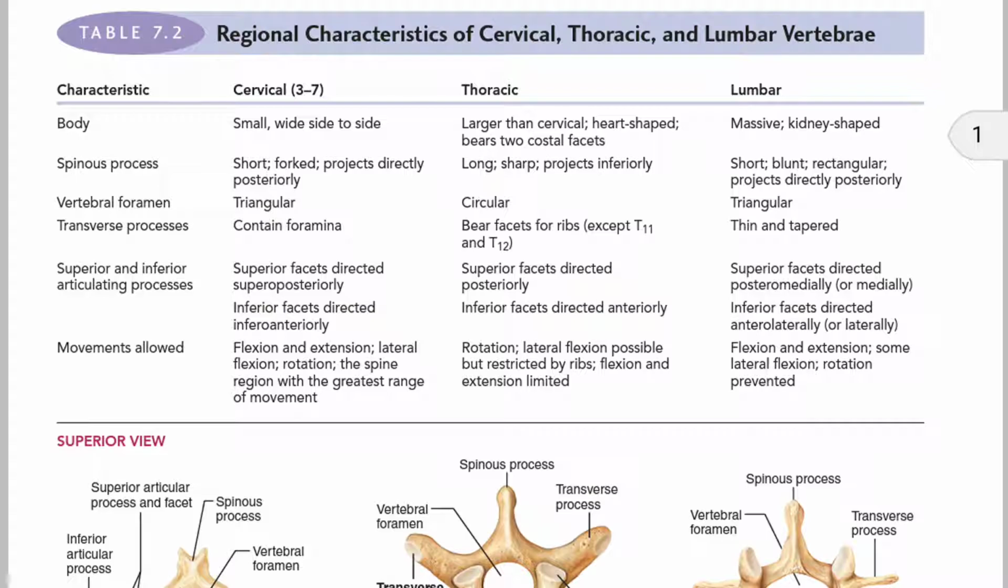Before I start, as you can see on the screen, I am showing you one table, and this table is a very good one. We can easily compare the characteristics of the cervical vertebra, that is C3 to C7. Then we can compare the characteristics of the cervical vertebra with the thoracic vertebra and with the lumbar vertebra. This information is for you. You can do your preparation this way. I am not teaching this way, but this is for you, so you can go through this.